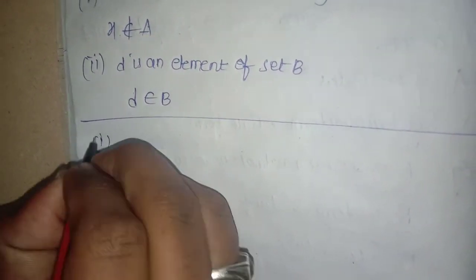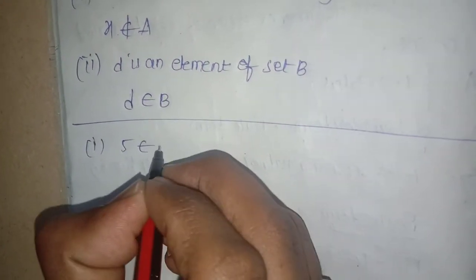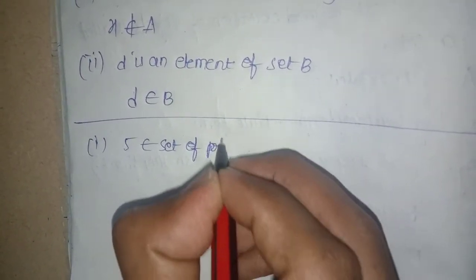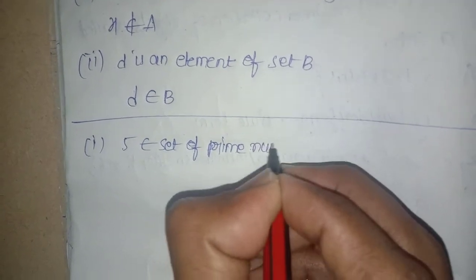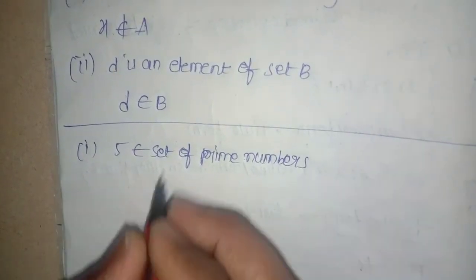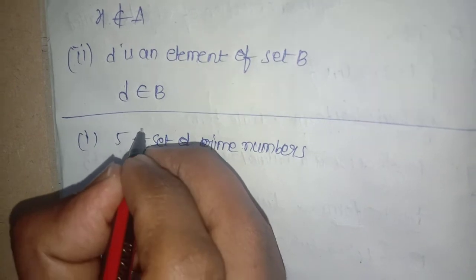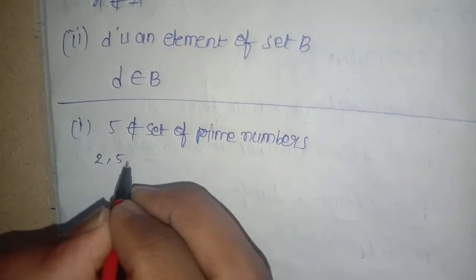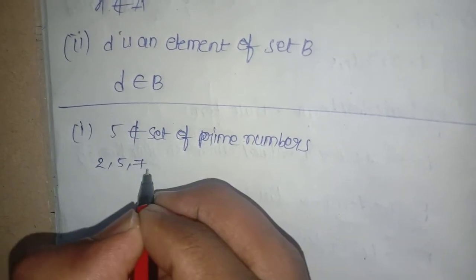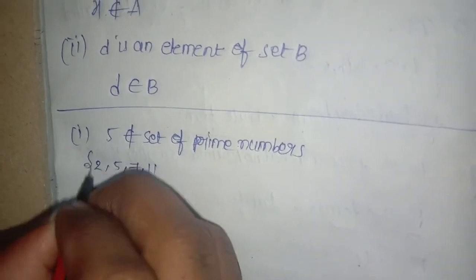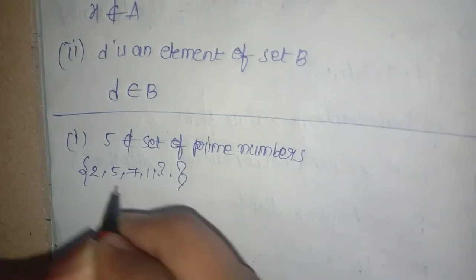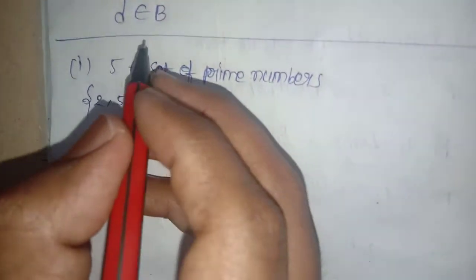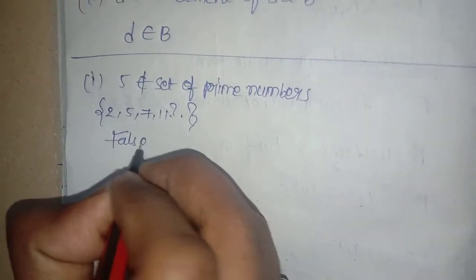First example. 5 belongs to the set of prime numbers. They are given 5 not belongs to the set of prime numbers. Actually prime numbers start with 2, 3, 5, 7 and 11. So 5 is in the set of prime numbers. They are given not belongs to, so it is false. Next.